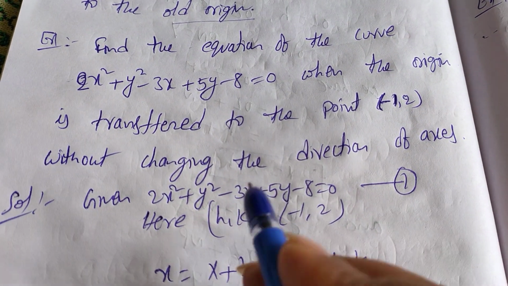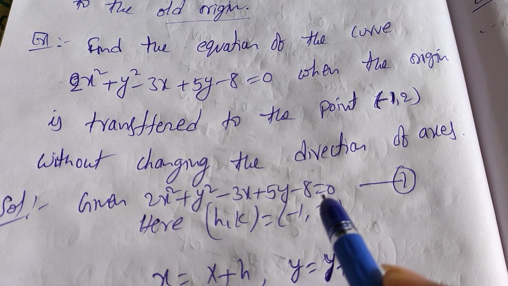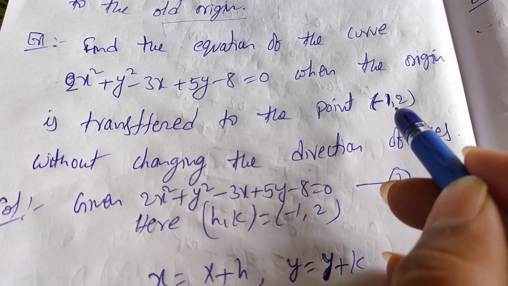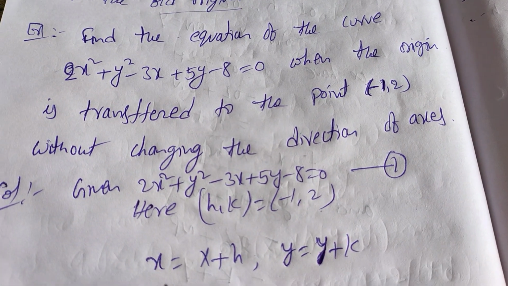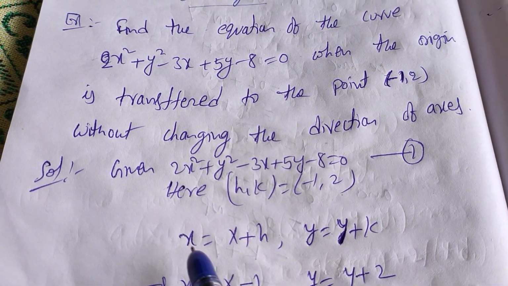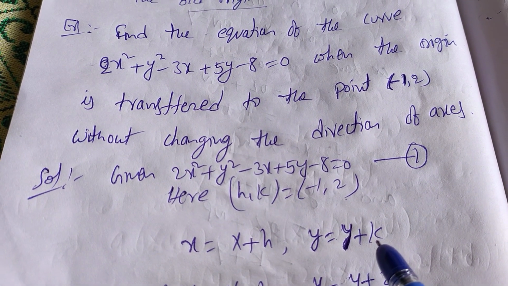So without changing the direction, here the given equation is 2x square plus y square minus 3x plus 5y minus 8 is equal to 0 and the point h comma k is minus 1 comma 2. So now to get the transformed equation, replace small x by capital X plus h, small y by capital Y plus k.